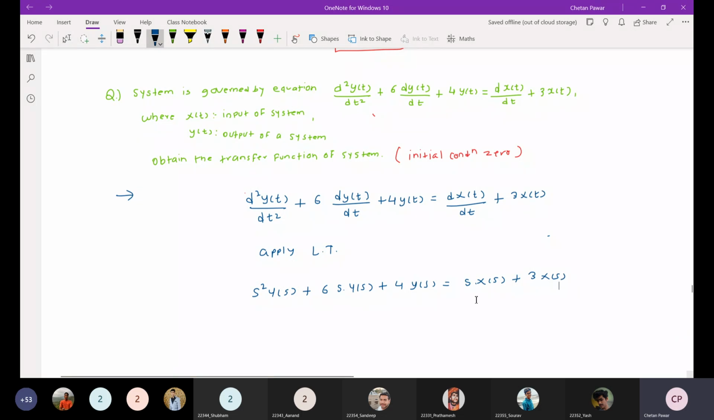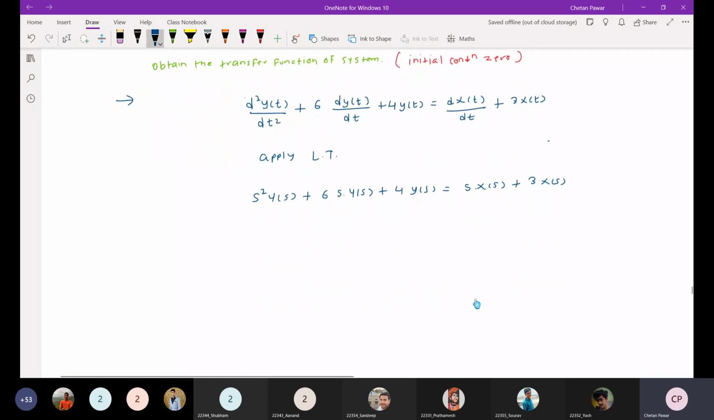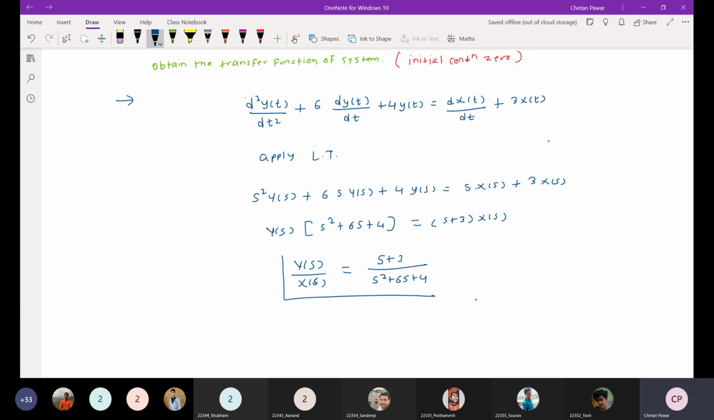Y of s into s square plus 6s plus 4 equals s plus 3 into X of s. So here Y of s is the output and X of s is the input. So I just take a ratio of these two Laplace transforms, Y of s and X of s: s plus 3 over s square plus 6s plus 4. So this will be the transfer function of that particular system.